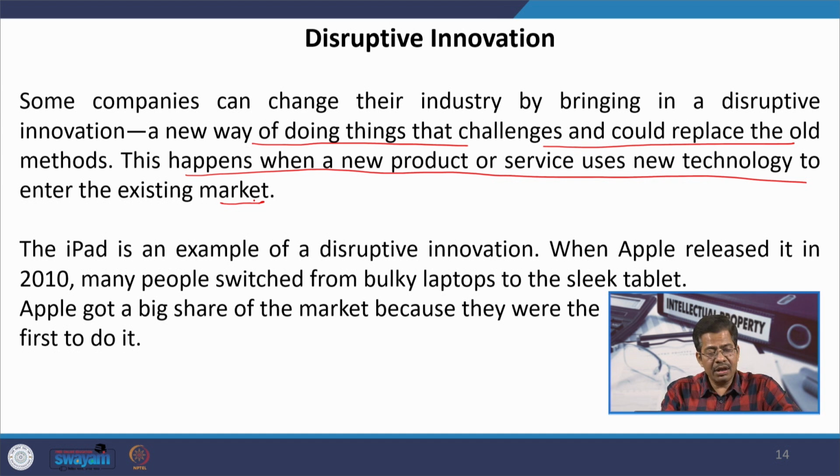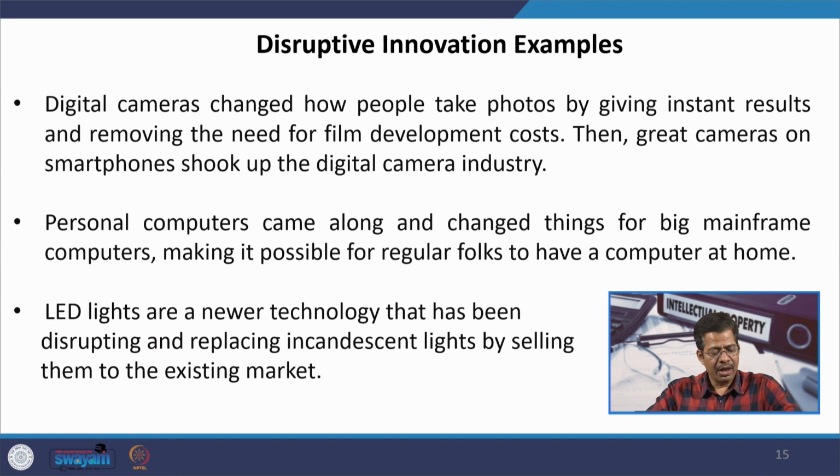Like iPad is an example of disruptive innovation, because when Apple released it in 2010, many people switched from bulky laptops to sleek tablets, and Apple got a good share of the market because they were the first to introduce this type of product into the market. And there are various other examples, like those people who are using digital cameras.